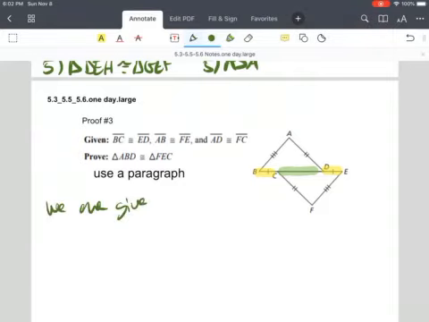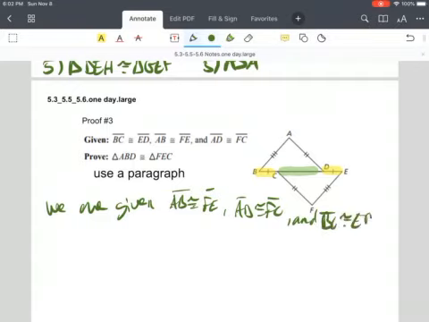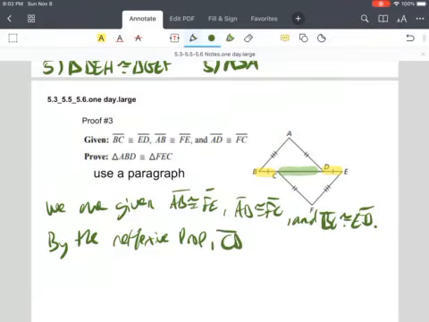So start off with we are given AB is congruent to FE, AD is congruent to FC. I know it does seem tedious, but we do need to state our givens. We need to bring in the reflexive property. So by the reflexive property, CD is going to be congruent to DC. I need to bring in that same segment.